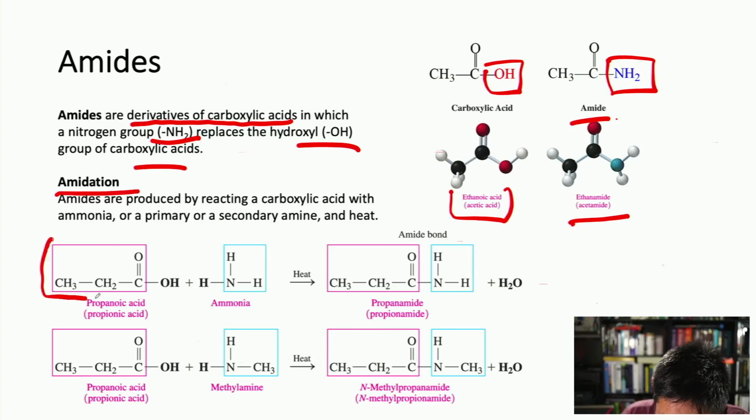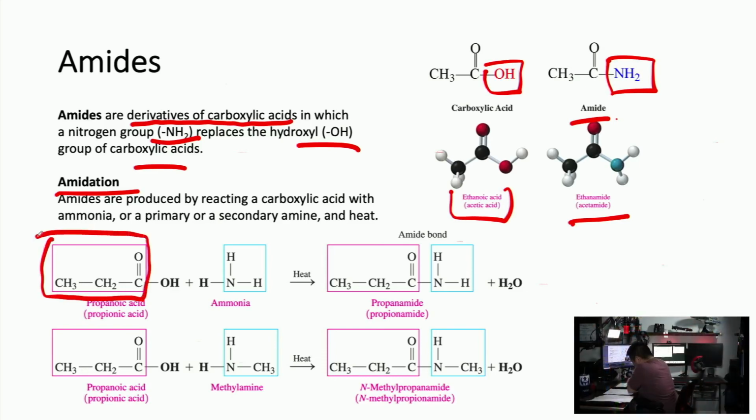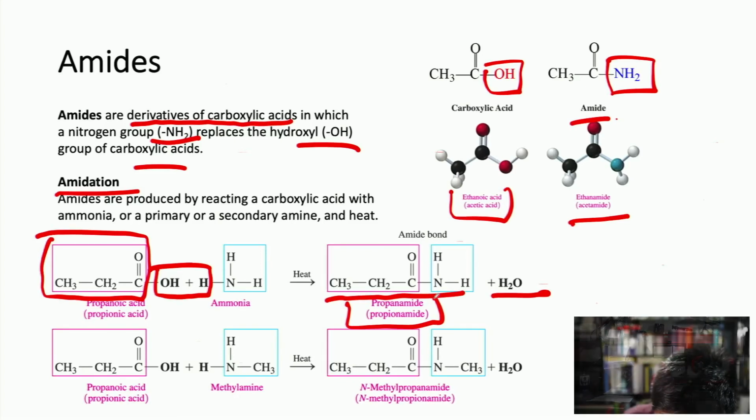So here's the carboxylic acid part right here, the propanoic acid part. With being treated with heat and ammonia, the hydroxyl part will combine with one of the protons from the ammonia, right? And make water, leaving behind the NH2 or the amide part to recombine to make propanamide, right? Or propiamide. Cool.